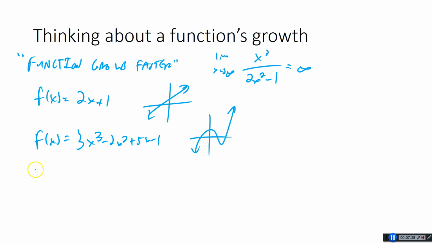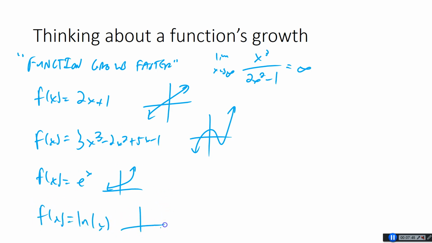Then we get to the more interesting ones, like e to the x. E to the x grows pretty fast, right? Exponential functions we know grow very, very quickly. As x gets bigger, you're multiplying by that e more and more times, as opposed to this one where you're just multiplying by itself more and more times, right? And then we have functions like natural log x. Natural log x definitely grows to infinity, but it's growing concave down, so it's growing slowly, right?